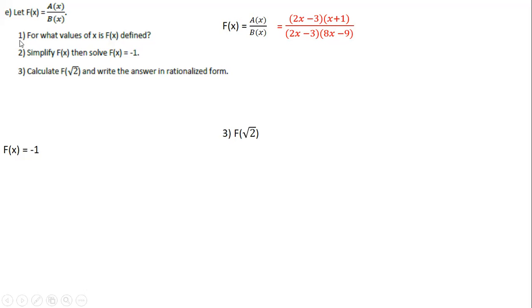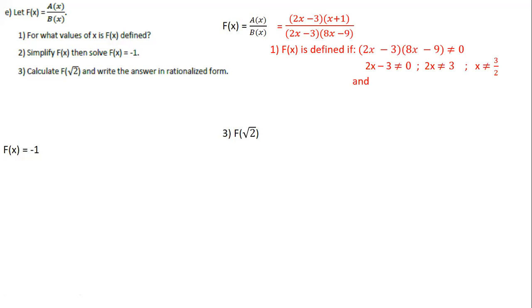Now Hadi, question number 1. For what values of x is F of x defined? هيدا الفراكشن ايمتين بيكون defined يا هادي؟ F of x is defined when 2x minus 3 into 8x minus 9 does not equal 0. برافو يا هادي. كمان هيدي بنحلها وبنشوف ايمتين ما لازم يكونوا equal to 0 صح؟ Yes.